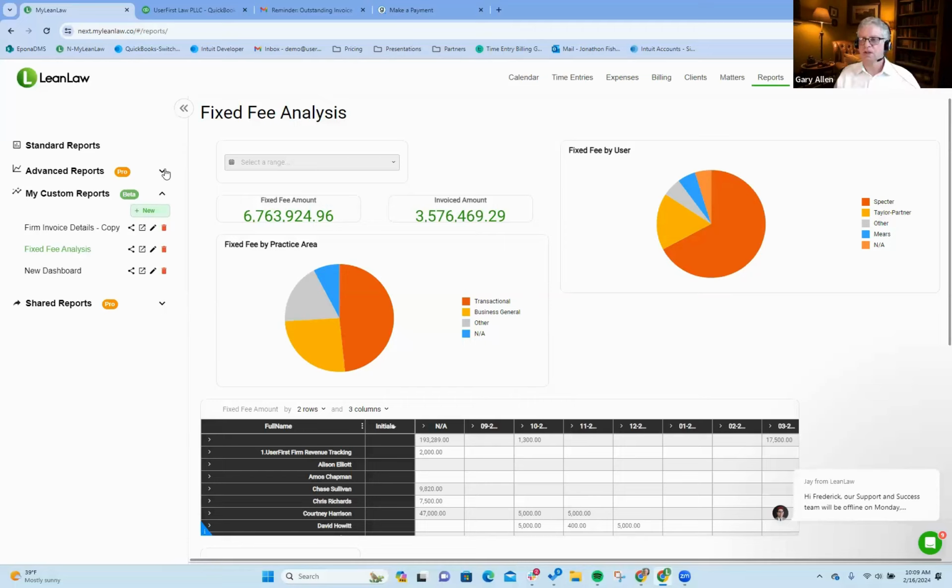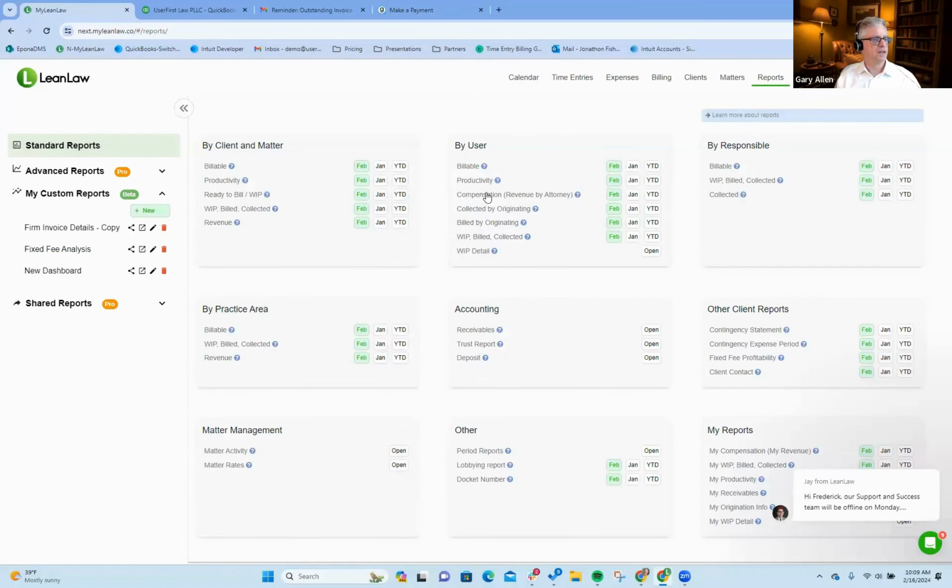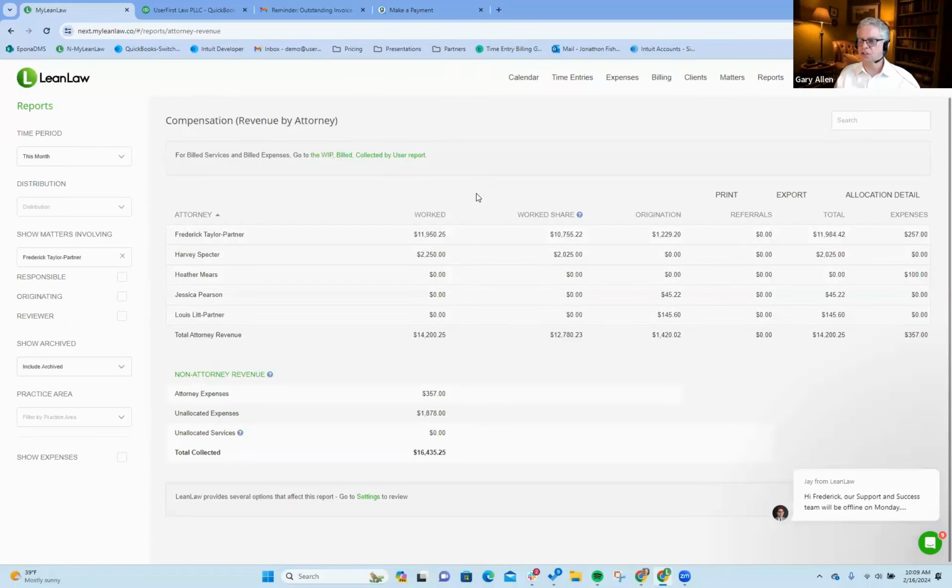So you keep track of who originated a matter, who is the responsible attorney in a matter, who the working attorney is. And so in our standard reports, we actually have a compensation report, which allows you to set sharing percentages. So the working attorney gets 80% or 90% of what they work, plus if they originate a certain amount, they get a percentage for that. And then you set those in the settings, and then those show up here.